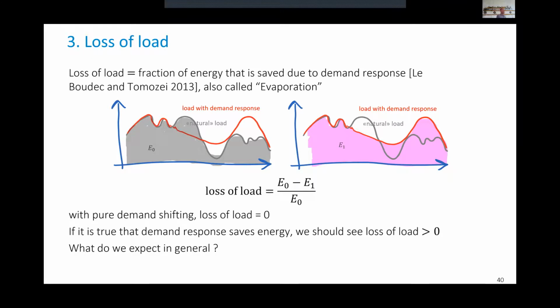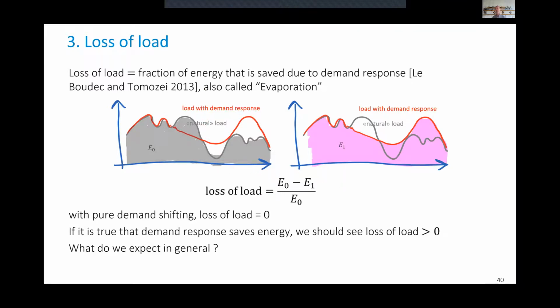Now we will conclude with a perhaps more anecdotal topic, which does not have such a high economical and grid control impact as the cross-elasticity issue. But I did not resist to do it because it puts together all the elements we have seen. That's the issue of the loss of load. So loss of load, which is also called evaporation, is a fraction of energy that's saved to demand response. Here we consider that energy is the same whatever time of the day we produce it. And the question we ask is, is there a loss of load by doing demand response here?